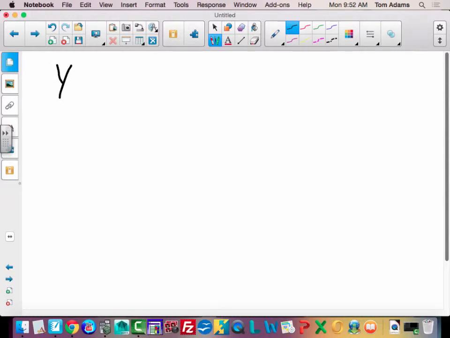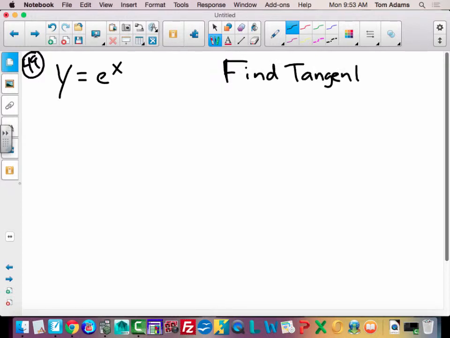All right, so for problem number 49, we're given the function y equals e to the x. And we're asked to find the tangent line of the function that passes through the origin. And so you might say to yourself, huh?